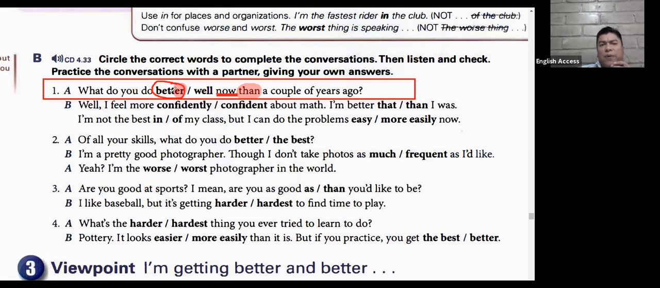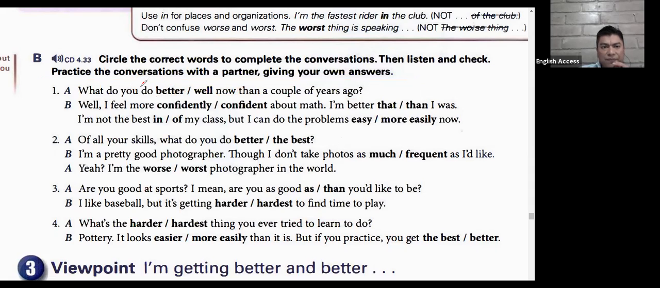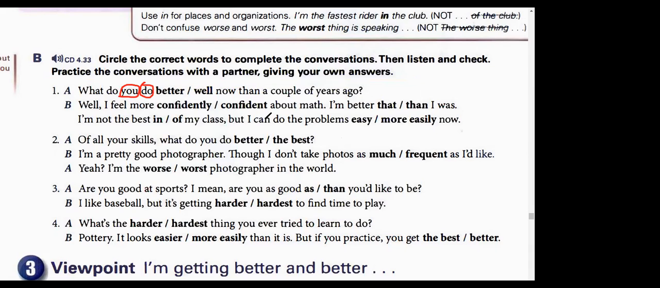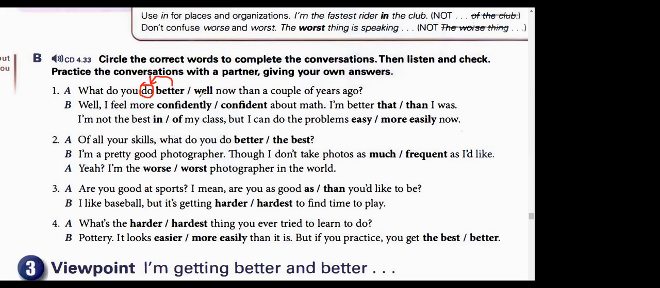Now, what are we describing with better? Are we describing you? Actually, something you do. What are we describing? The verb do? What do you do? Or the subject you? It's about describing the verb, right? Yes, we're describing the verb.